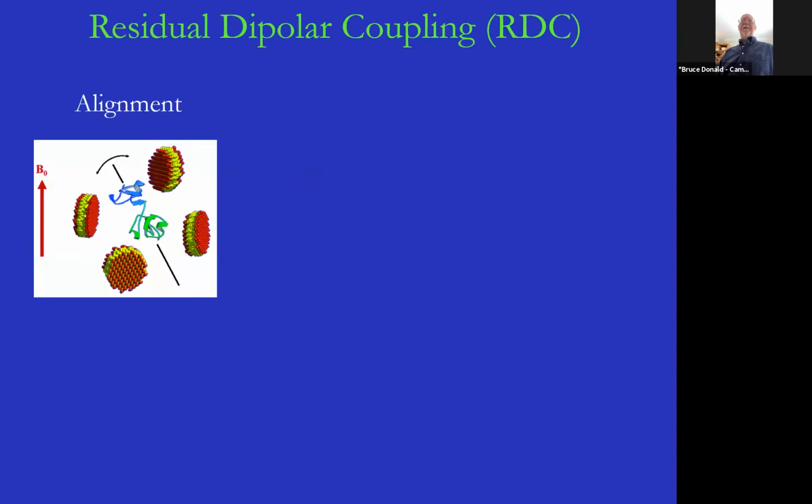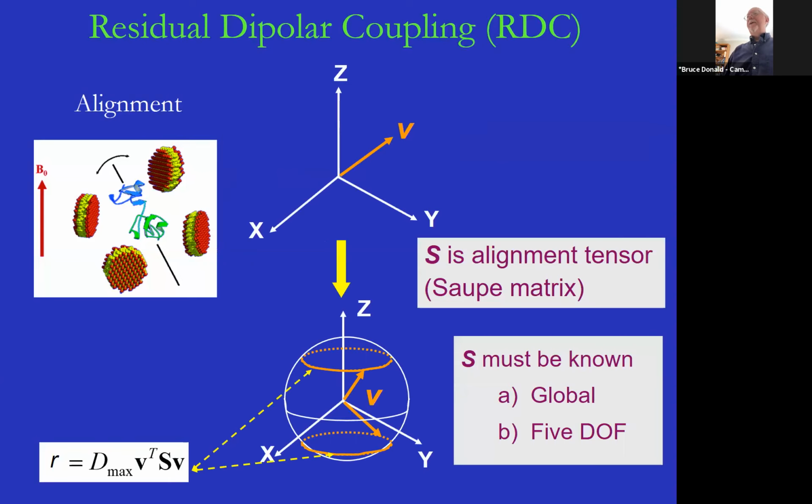How can we investigate this? So again, we're going to align the protein in some medium like this, and the first thing we're going to do is estimate the alignment tensor. Each RDC is equal to a constant times V transpose S V. V is the bond vector, S is this Saupe matrix, or alignment tensor.